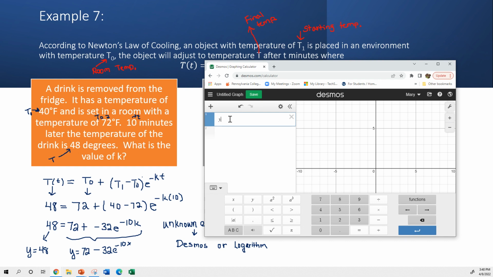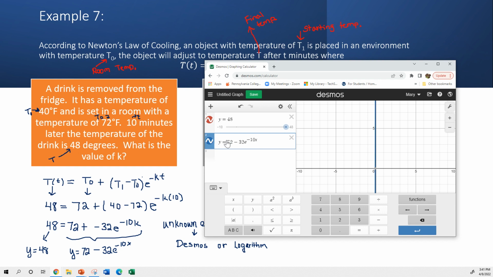So my first equation, y equals 48, so that one's easy to type. Second equation, y equals 72, subtract 32e, and you can just use the e right off of your keyboard, so you don't need anything special there. And then shift and the number 6 gets me the caret key to get up to the exponent, and my exponent here is negative 10x.